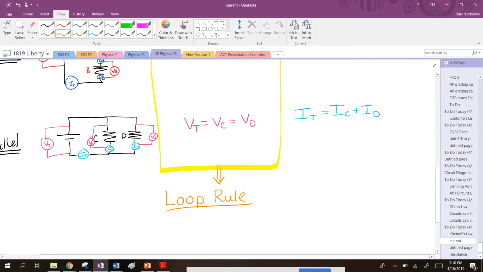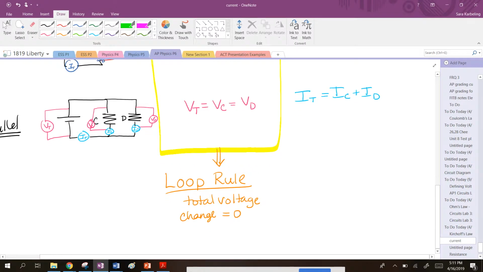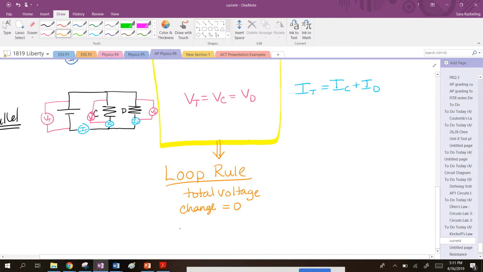Okay, and the loop rule says that the total voltage change must equal 0 around any complete loop of a circuit.